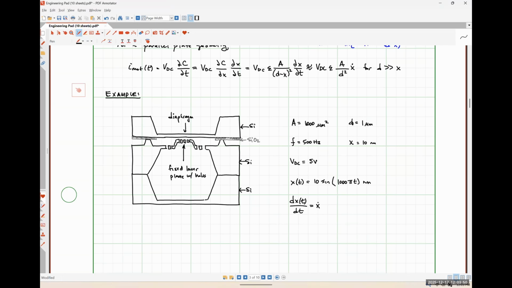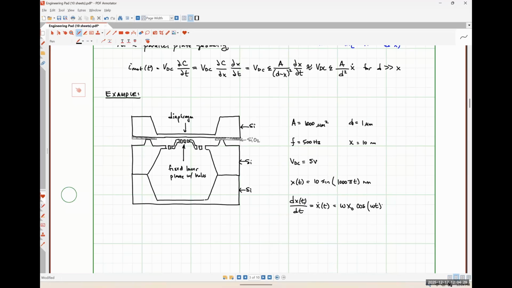Which is just going to be x dot as a function of time when we throw that into our prior equation. So hopefully we all remember how to take the derivative of a sine function. It's going to be a cosine function, but because we have an angular frequency here, that's going to get pulled out because of the chain rule. So we're going to have omega times the amplitude of our signal times the cosine of omega t.